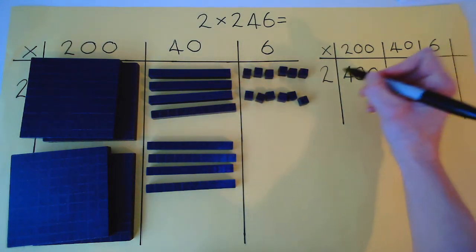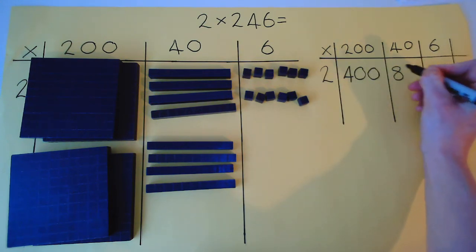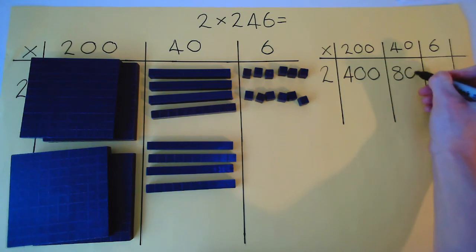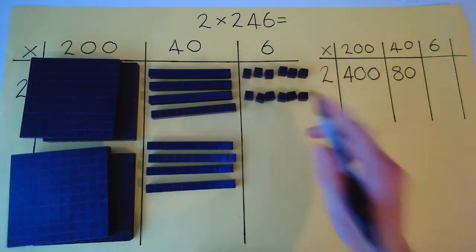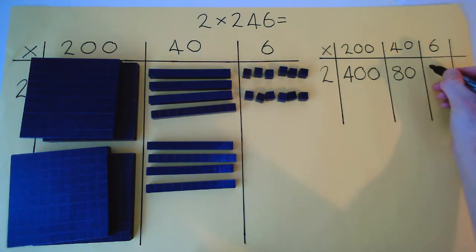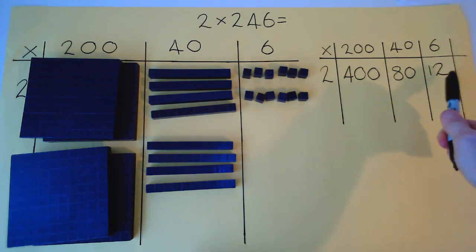Then in my tens column, I've got 2 times 40, so I can count my Deans, or do 2 times 4 is 8. Brilliant. And then add my 0, and 2 times 6, can count my Deans, or we know what 2 times 6 is, 12. Brilliant. Then we need to add these numbers together.